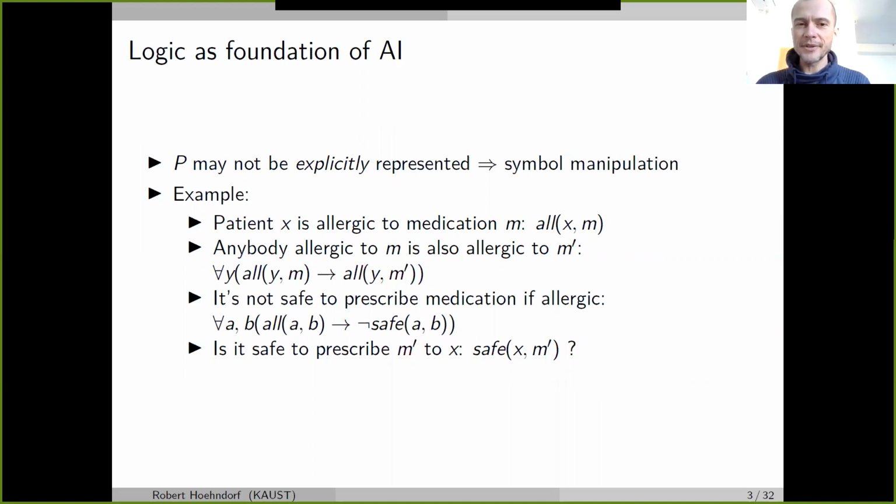So a very basic example is if we know that a patient is allergic to a medication, M, and we also know that anybody who is allergic to M is also allergic to M dash, then we can ask the question whether it's safe to prescribe this medication to this patient X. And of course, we know that it's not safe to prescribe this medication if the patient is allergic, but there's nothing in our knowledge base that tells us. So we need ways to reason over our knowledge base in order to test whether the world satisfies a certain proposition on which we want to base an action.